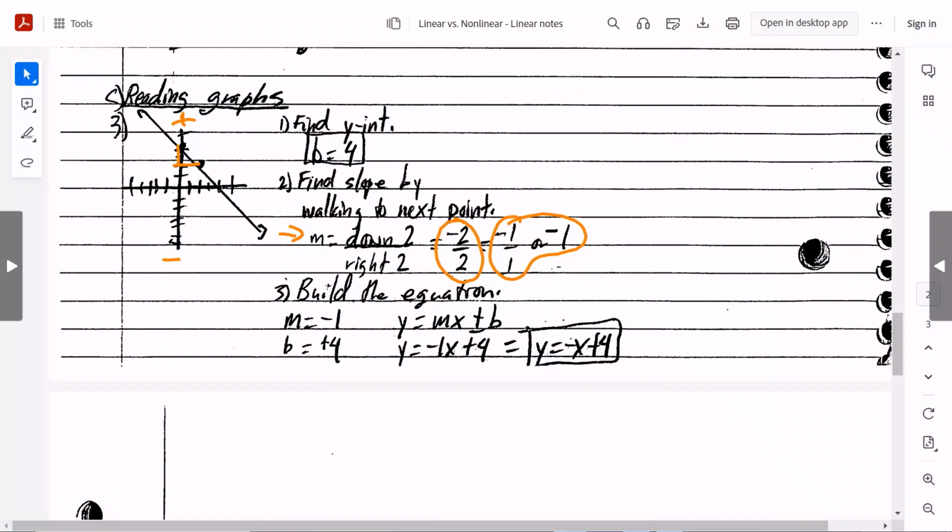Now, if it's anything but 1 in the bottom, like if this had said negative 2/3, you're stuck with it. You have to use that whole thing. Okay? And most of the time, your slope may be a fraction. Just be ready for that.